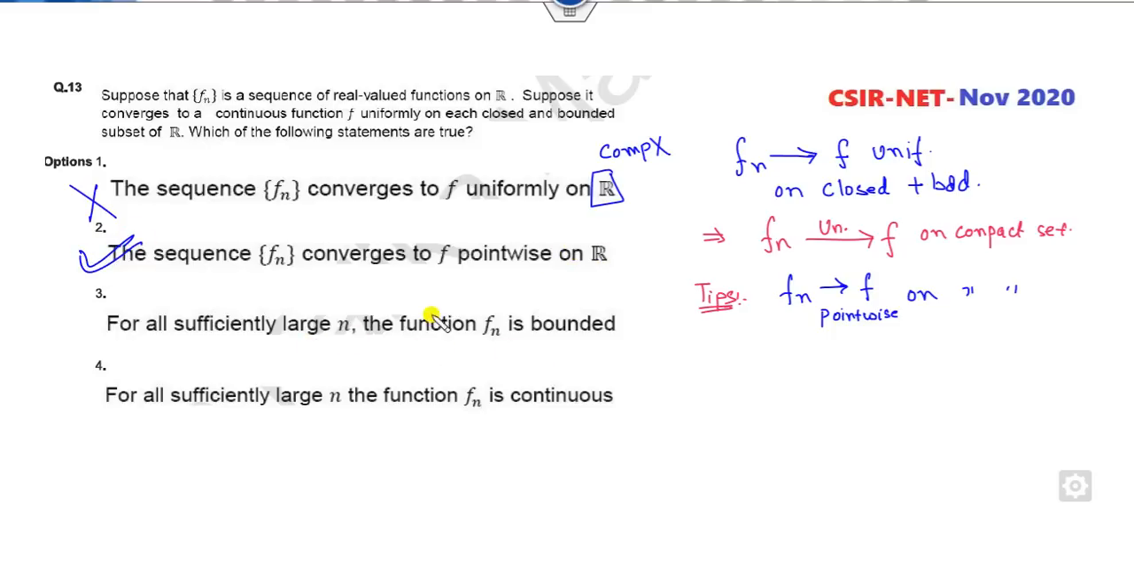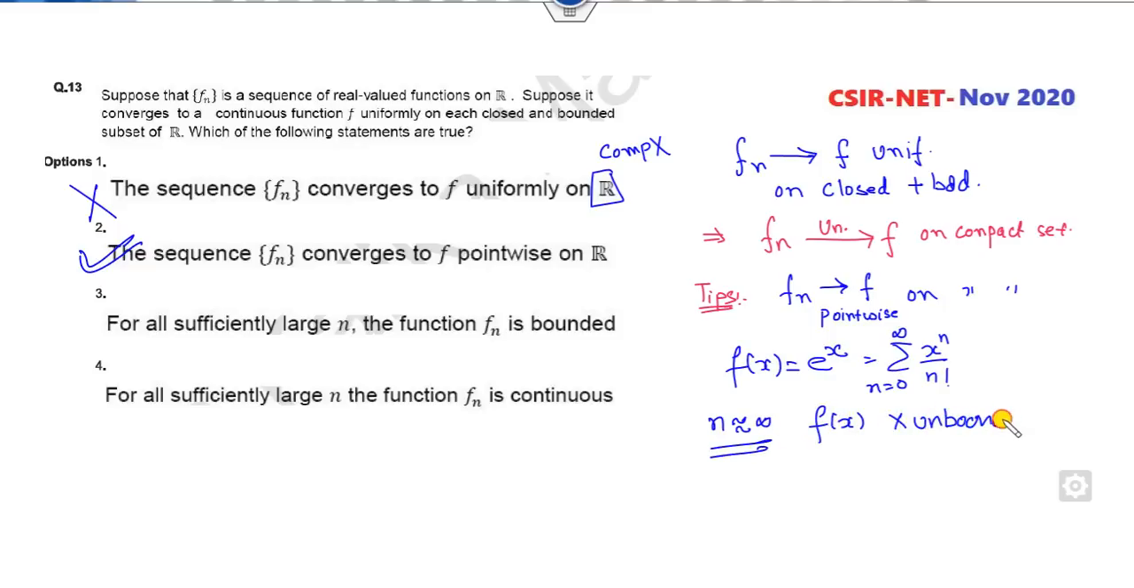For sufficiently large n, Fn is bounded. So can you think of any sequence which converges to F but is unbounded? Any sequence like this, which can be written as x raised to power n over n factorial. Now whenever x is large, this is clearly unbounded. Fine. So F is bounded for sufficiently large n is a wrong answer.